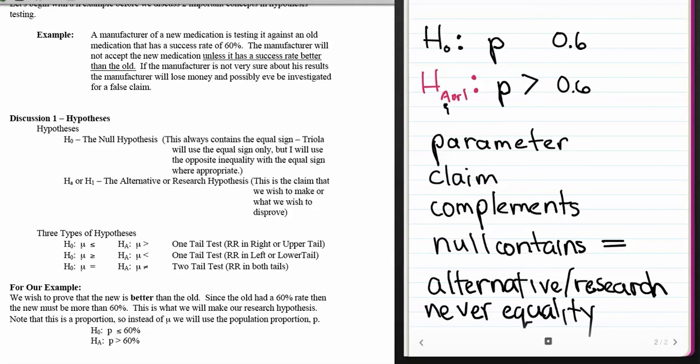Now, the null and the alternative are complements of one another. So if this is greater than, then this one is less than or equal to. And some books will just say you just put equality in there. I am not of that mind because these two things are actually complements of one another.